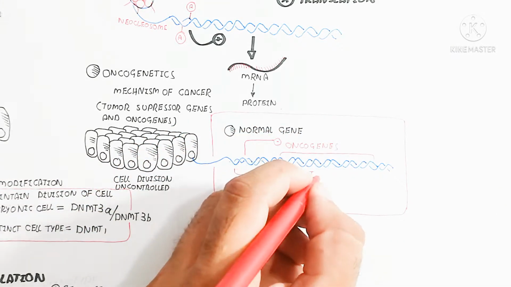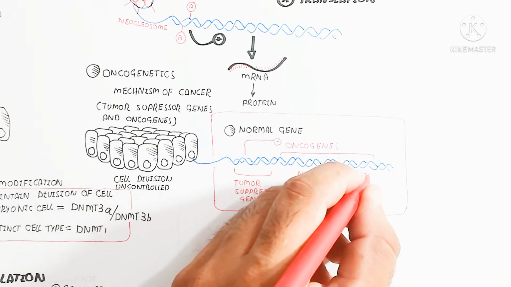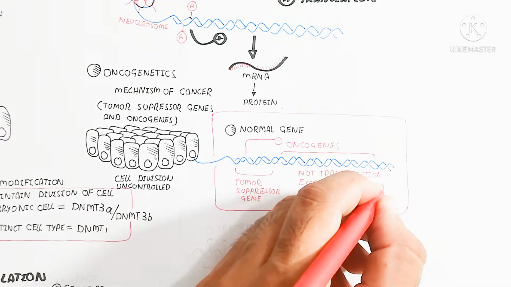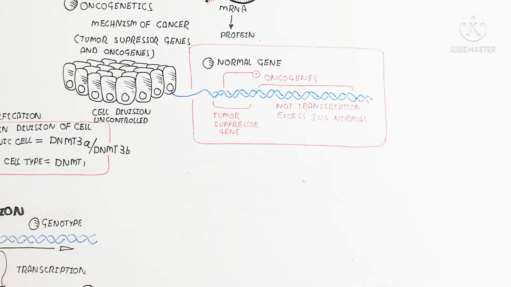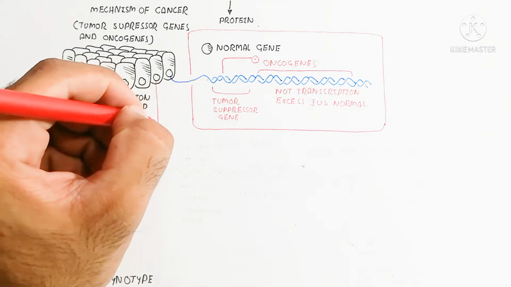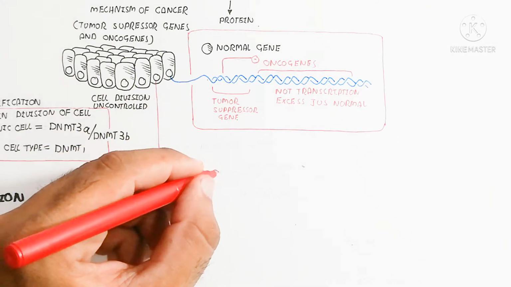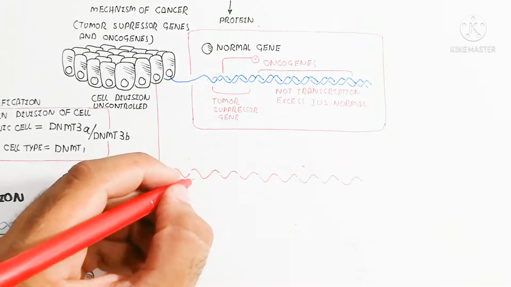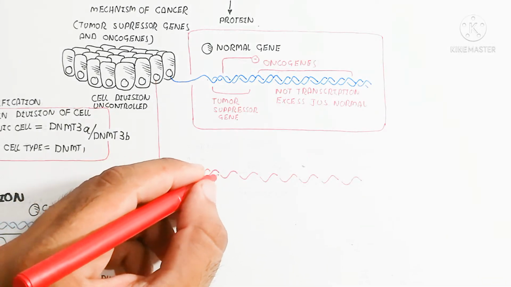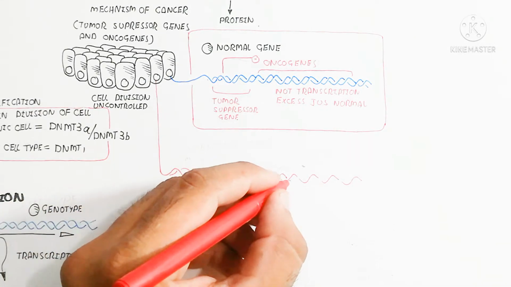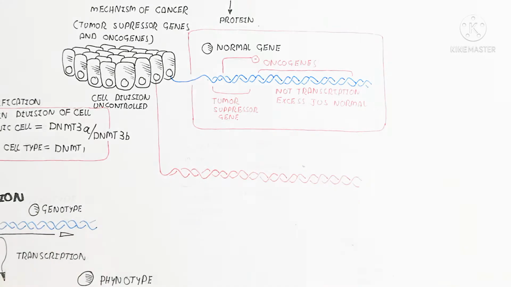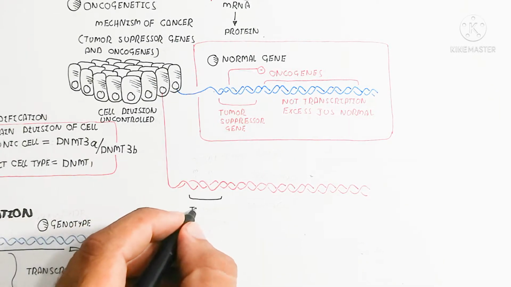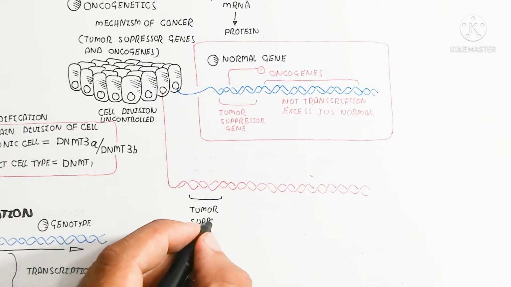So the oncogenes are basically not transcriptionally accessible, just normal. It means the tumor suppressor gene produces protein which inhibits the production of oncogenes, the production of cyclin, and the production of CDK, which is inhibited by the tumor suppressing gene through production of P53 protein and P21 protein.